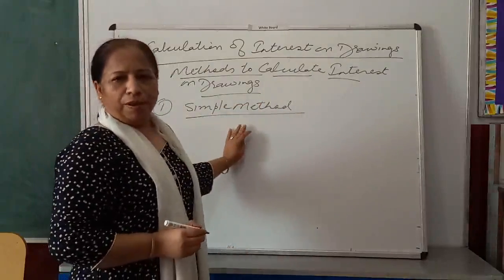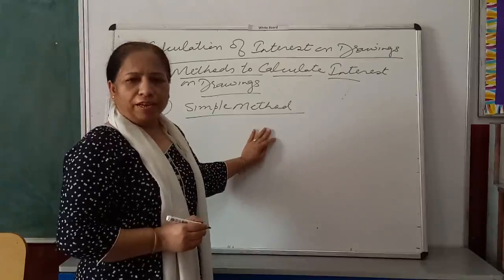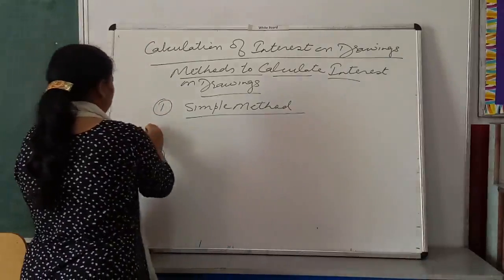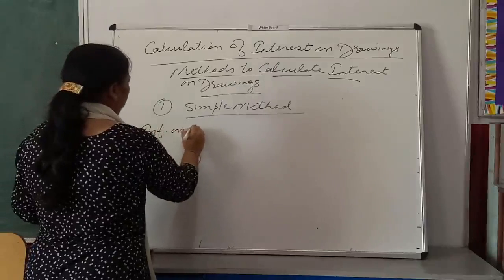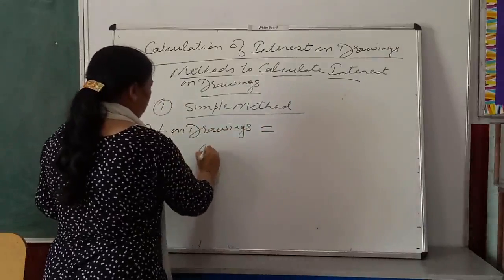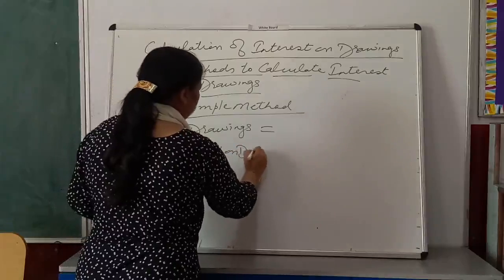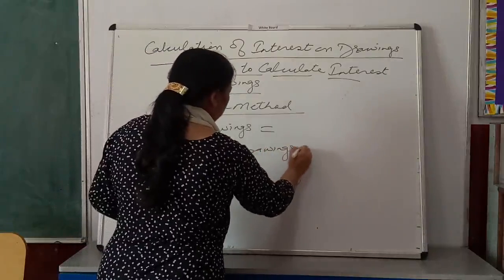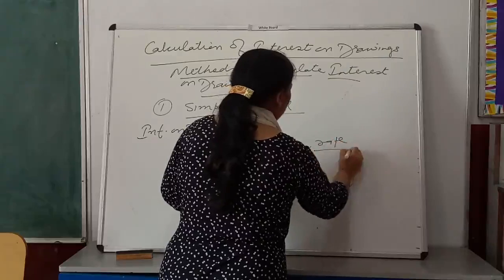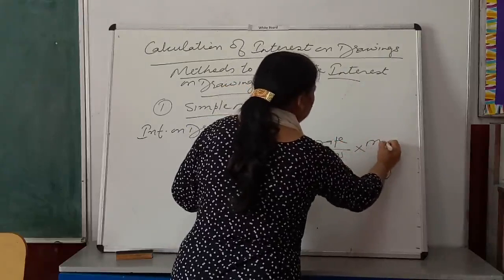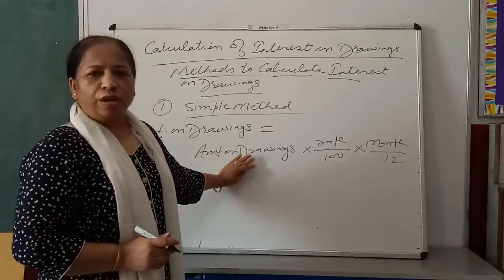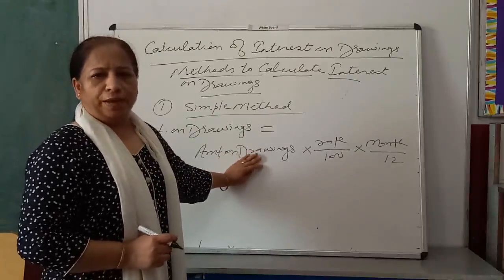Right? In the simple method, what formula will you apply here? Interest on drawings equals amount of drawings into rate of interest upon 100 into month by 12. This is the formula to calculate interest on drawings under the simple method.